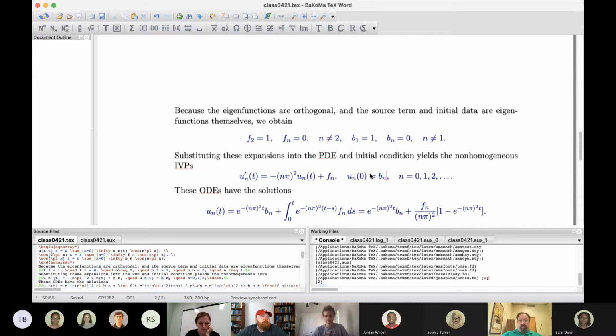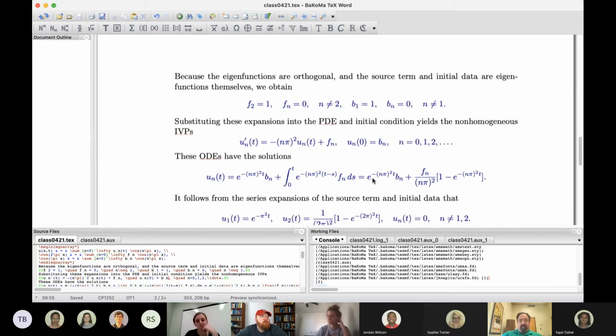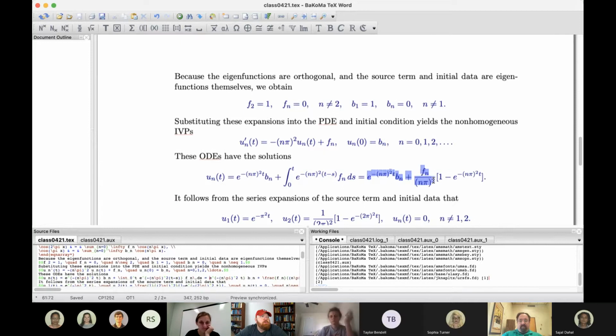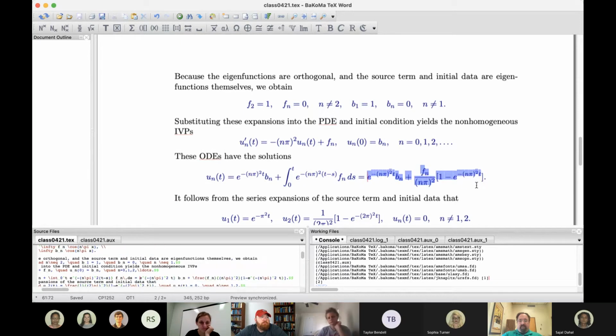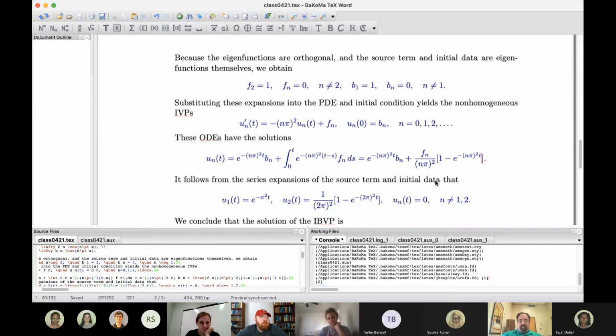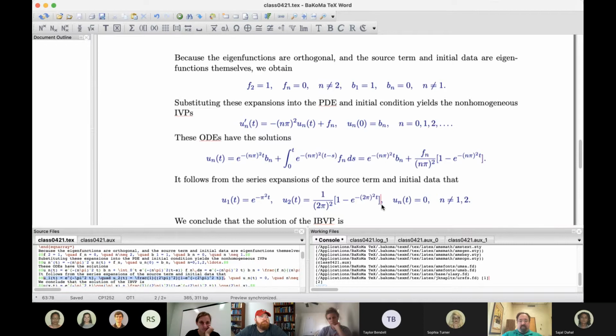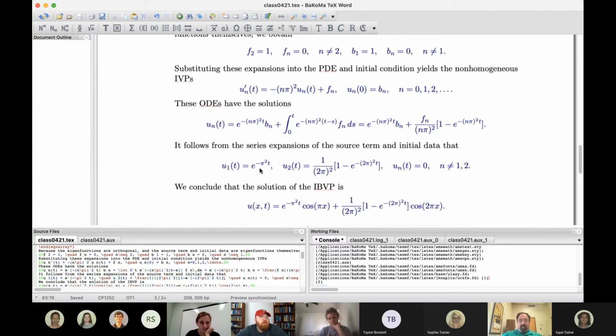Now, in most cases, Fn and Bn are both 0, so then the solution is 0. Otherwise, this solution formula applies, so you can just go ahead and directly use this. In this particular problem, we have Fn non-zero when n is 2, and Bn non-zero only when n is 1. These are the non-zero solutions that we get, and then we multiply these by the corresponding eigenfunctions, cosine pi x for n equals 1, and cosine 2 pi x for n equals 2, and add them together, and there's your solution.